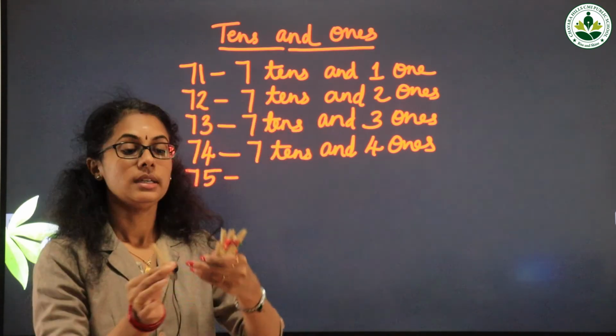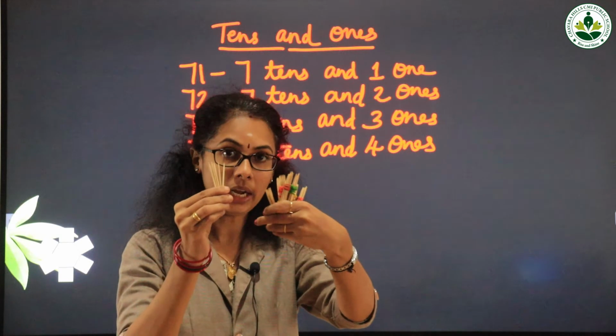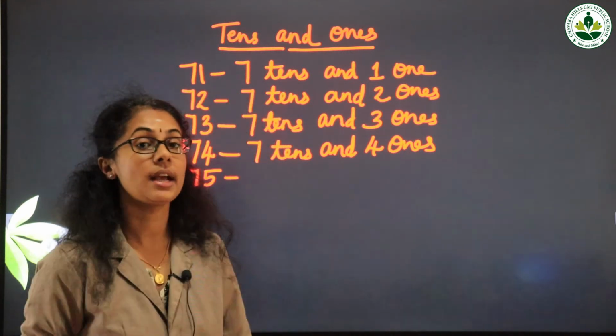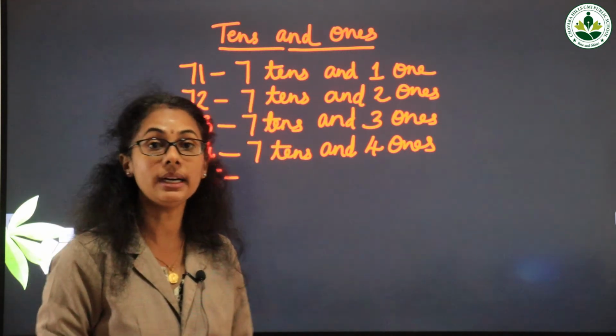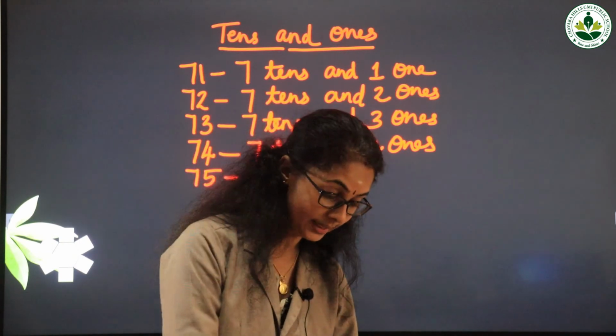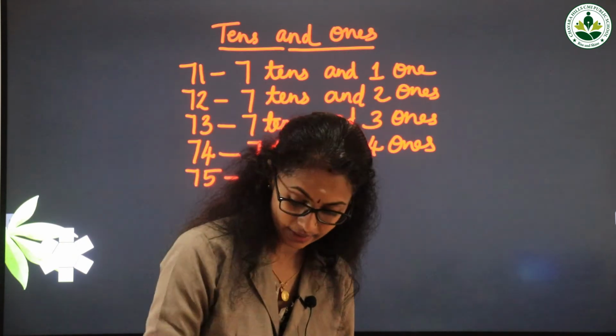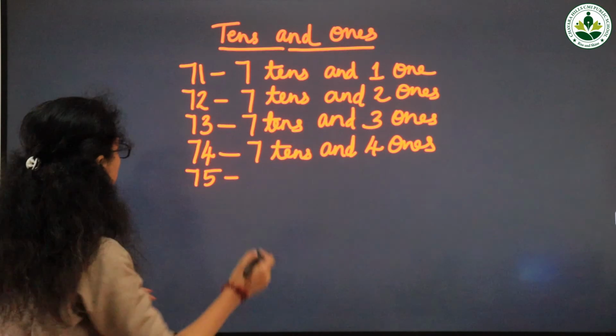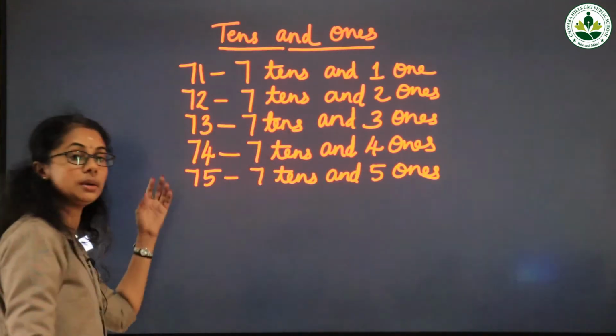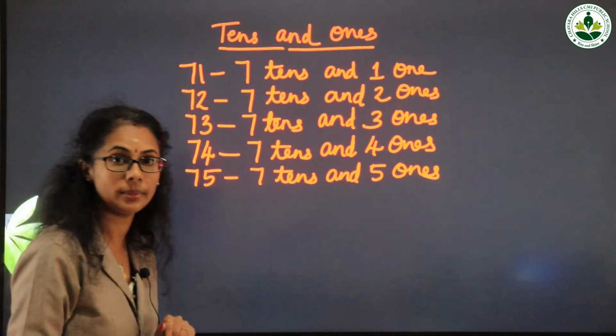1, 2, 3, 4, 5. 7 tens and 5 ones. Which number? Number 75. How many tens and ones in 75? 7 tens and 5 ones. Then which number comes after 75?